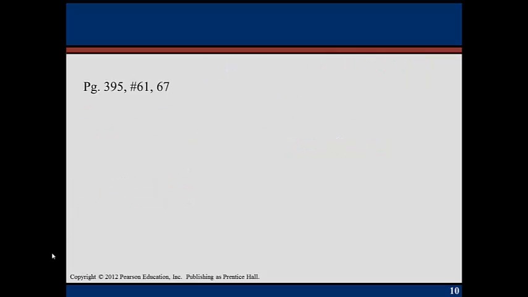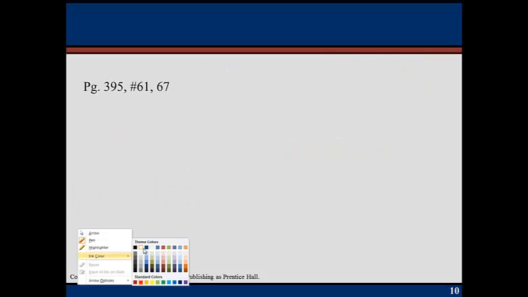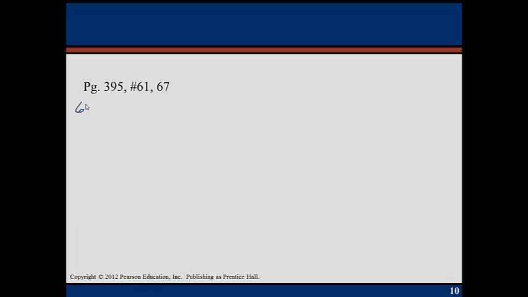And then number 61. It says perform each indicated operation. Remember to insert units when writing your answers. And for number 61, we have 8.6 meters plus 0.34 meters. So they have the same units, so I can go ahead and add them.